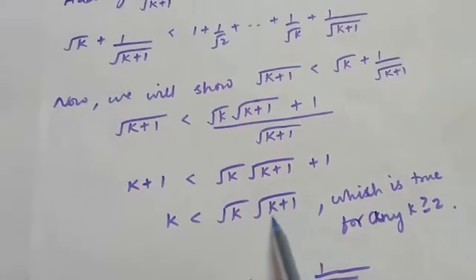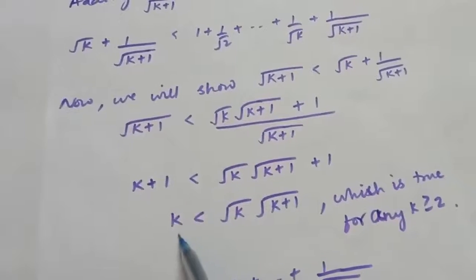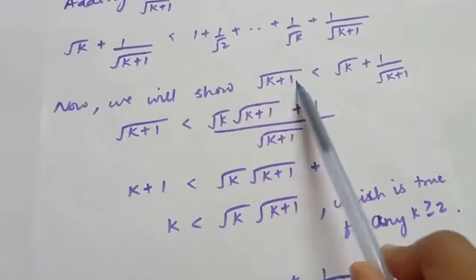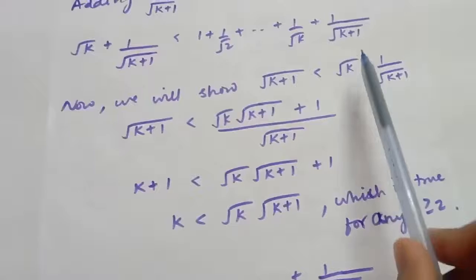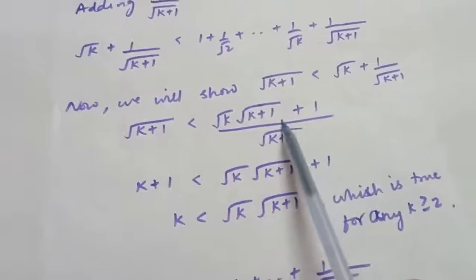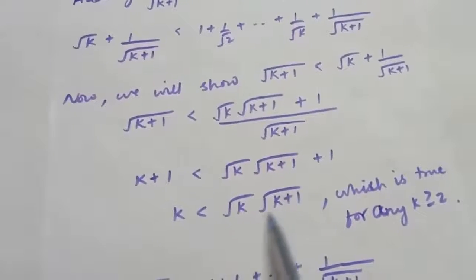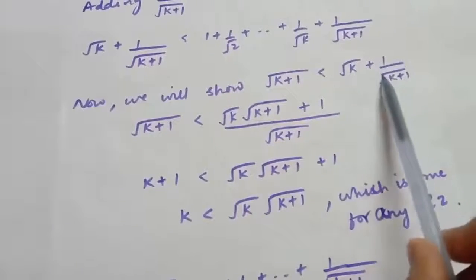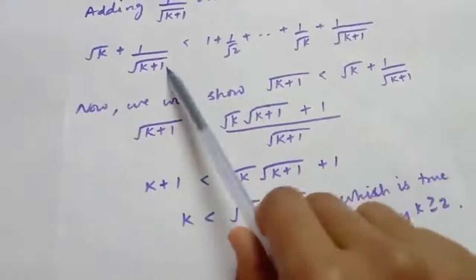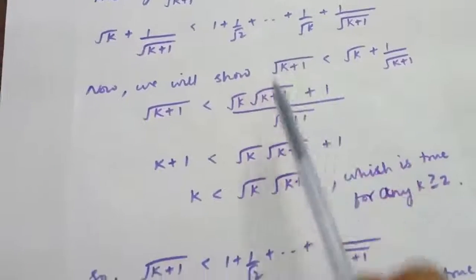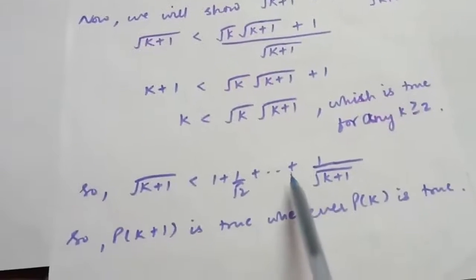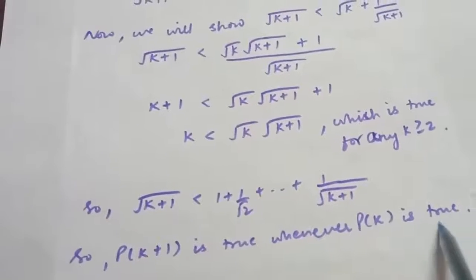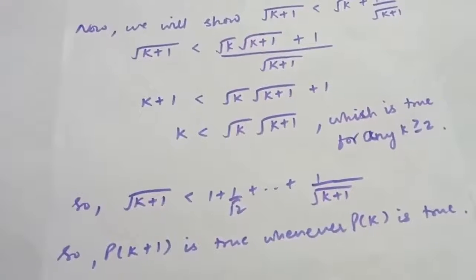Now here root k plus 1. So obviously k will be less than this. So we wanted to show that this is less than this. So we started with this only, and after solving we got a result which is true. Therefore we can say that root k plus 1 is less than this, and this term is less than this, therefore root k plus 1 is less than this term. So P(k+1) is true whenever P(k) is true, right?